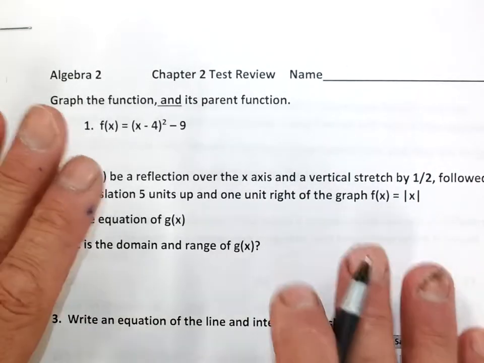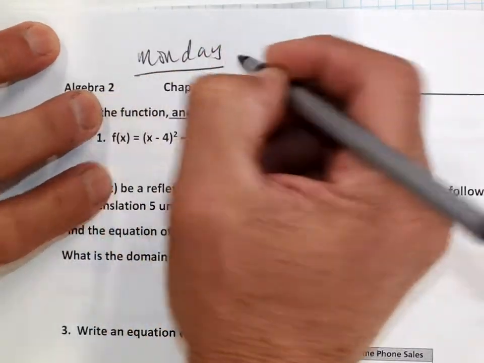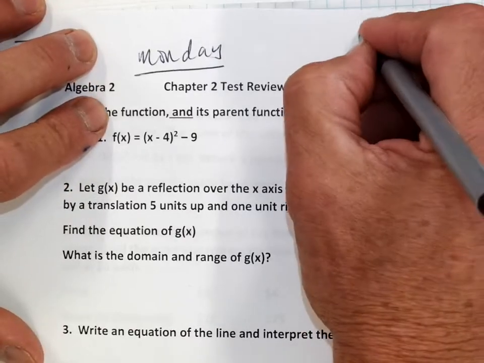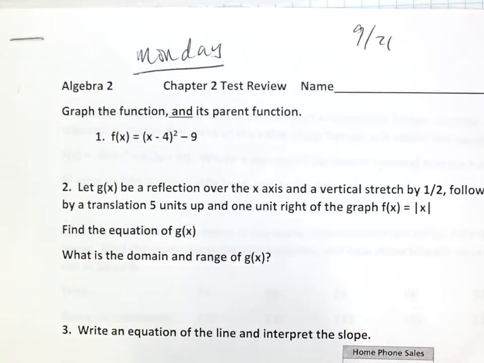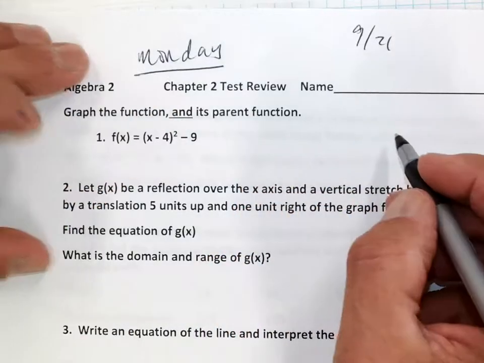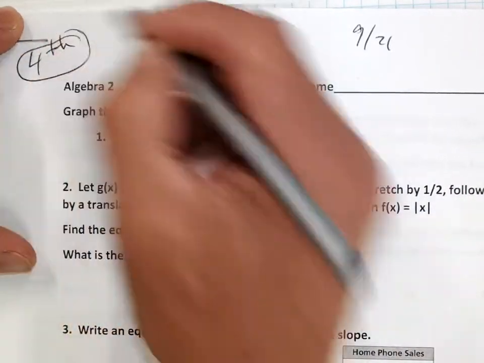So here's the deal. Today is Monday. Hope everybody had a great weekend. It is the 21st, 9/21. Now, here's the crazy part. Tomorrow, Tuesday, ready? We'll talk about it again. Tuesday, fourth period. So tomorrow, fourth period takes the test during Zoom.